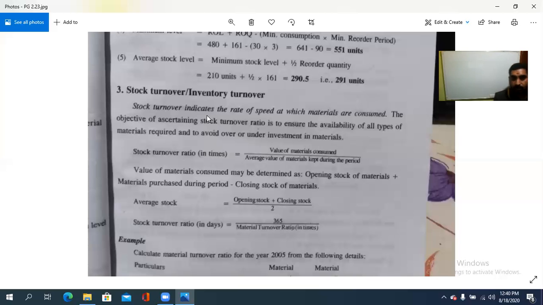So what is the formula for calculating this? Stock turnover ratio in times, in the sense of units, is equal to the value of the material consumed divided by the average value of the material kept during the period.